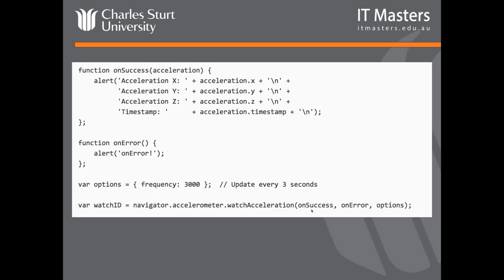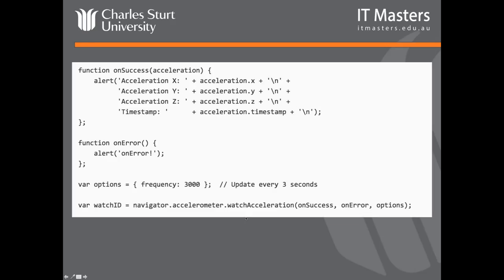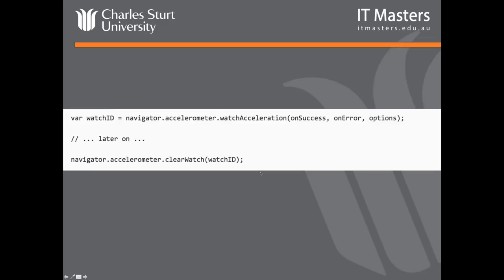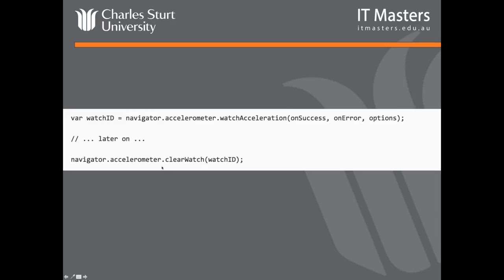And then over here is on success. So on success is the name of our handler, and so every 3 seconds this will be called, and it will let you know what's going on. Okay. So rather than calling this directly to find out what it is, we're doing it via a handler instead. Okay, so here's where we set it up, which I think we already did there, and then you clear it when you're finished with it.